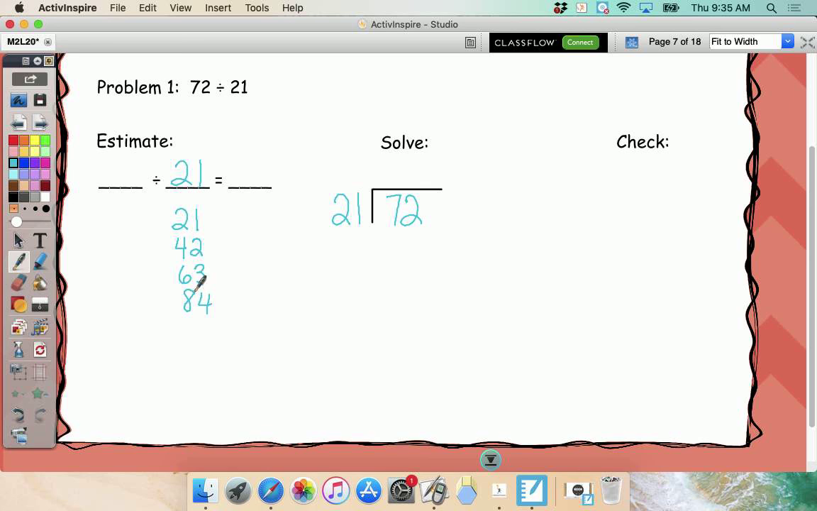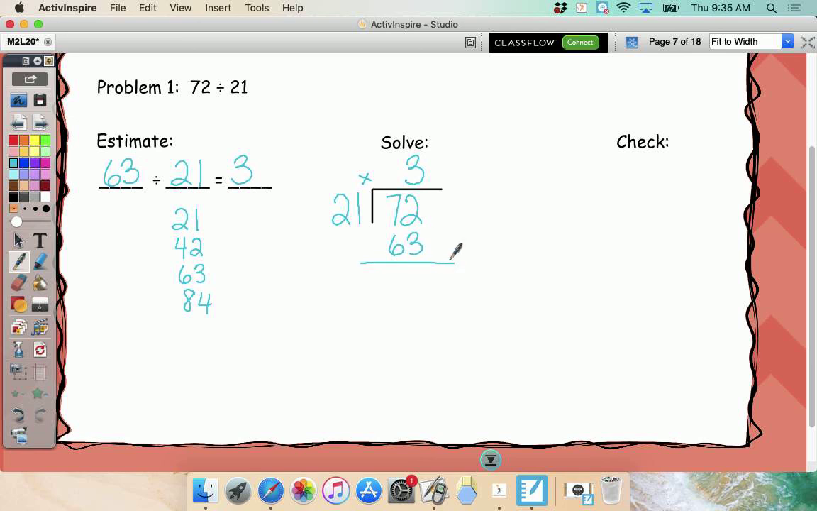Very good. Now I'm ready for the estimate step. Okay. So which number over to the side, Fernanda, is closest to 72 without going over? 63. And we know that 63 divided by 21 is 3. Okay. So I'm going to try a 3 on top. Where should I put it? Above the 2. Okay. We already know that 3 times 21 is what? 63.